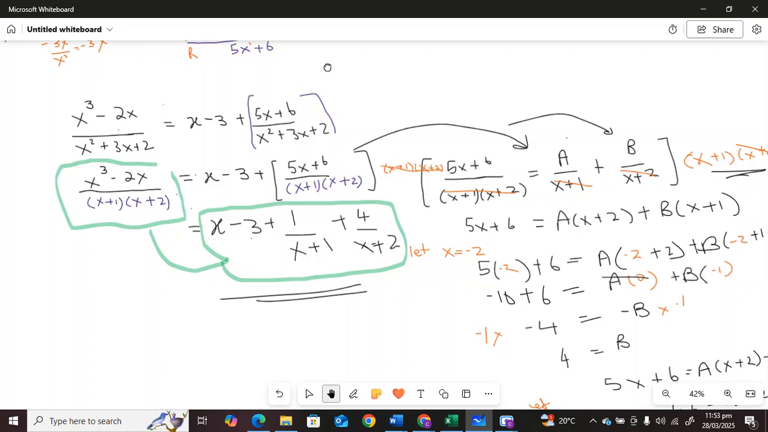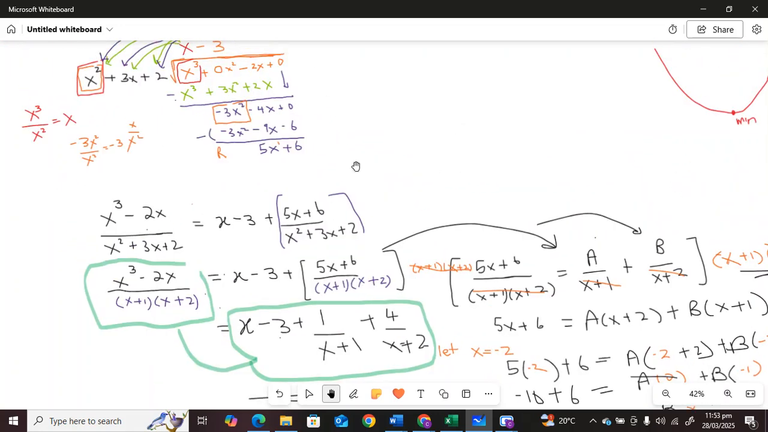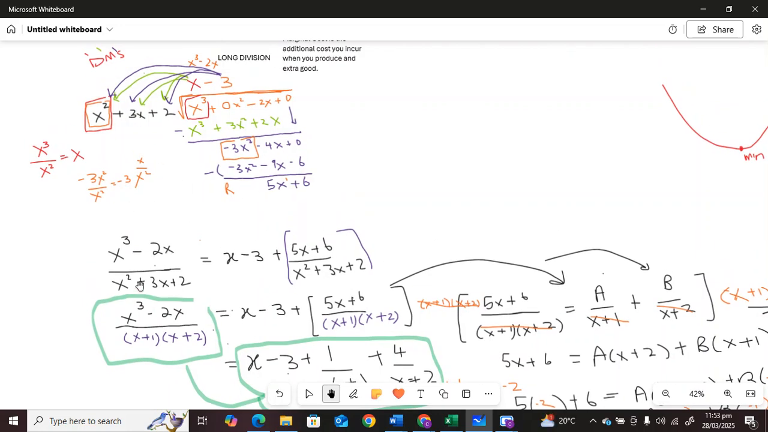Usually with this question you'll be given an improper fraction. So once you see it's an improper fraction, you need to first do the actual division of these two here, which is this polynomial division we did. Once you've done the division, you find it broke down into x minus 3, which is here. Then we have our remainder, 5x plus 6. And always remember, the remainder, always put it over the denominator.